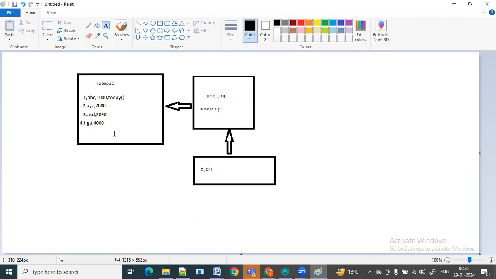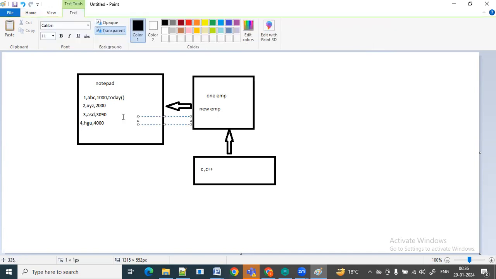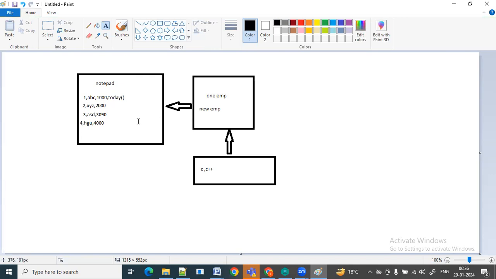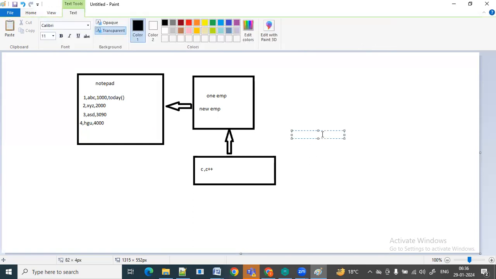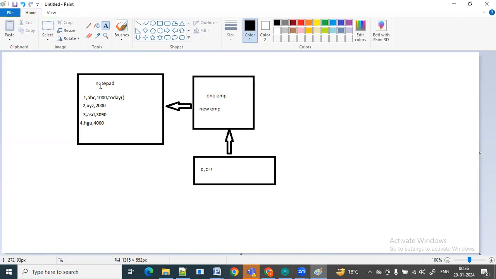No. And after 50 records, the storage of this notepad is done. Then I have to go for the next notepad. So these are all the things that people were experiencing before 1960. Before 1960, this is the thing that was running in the world.